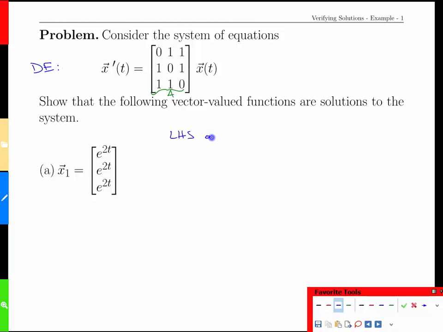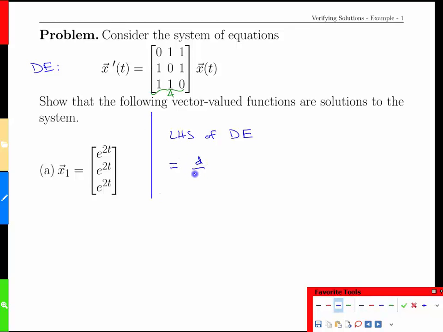And what we're going to do is plug our solution into the left-hand side of the differential equation and see what we get. Then we'll plug into the right-hand side, see what we get, and if they're the same, then by what we mean by an equation, we have a solution that satisfies the equation. Now the verification step here in some ways is easier than it used to be.